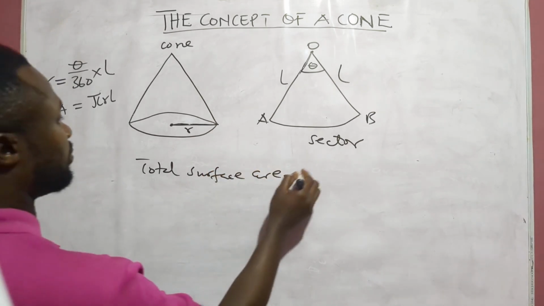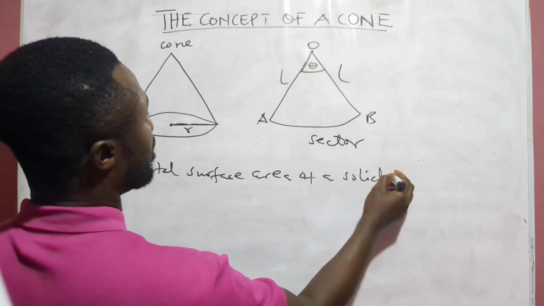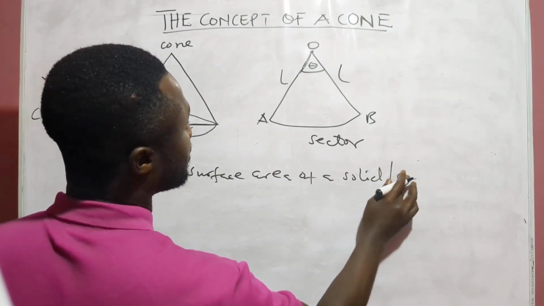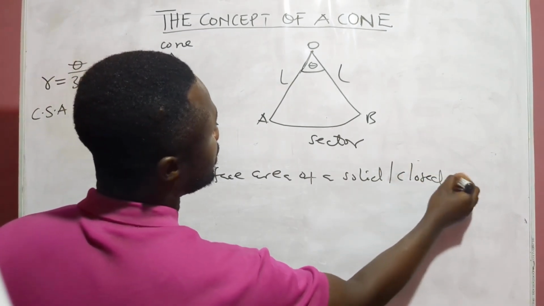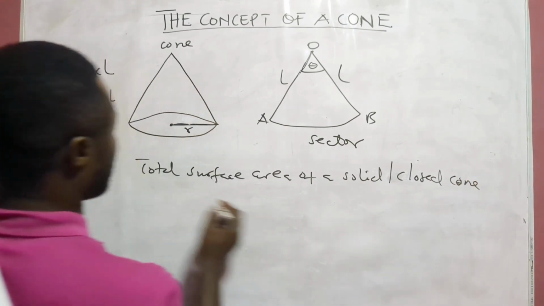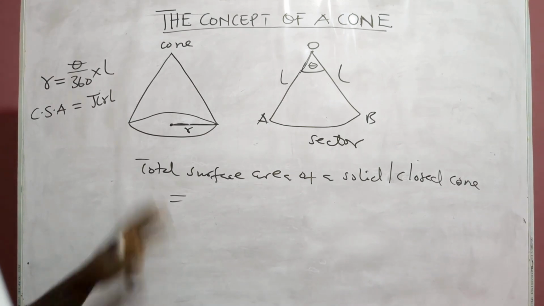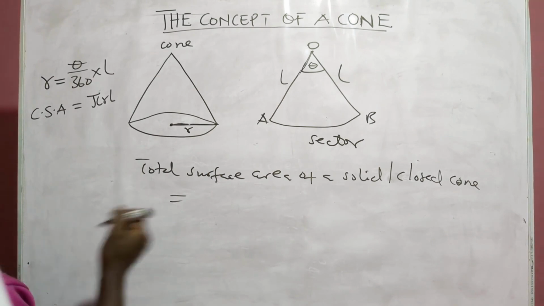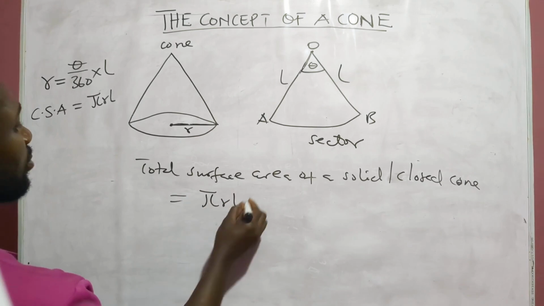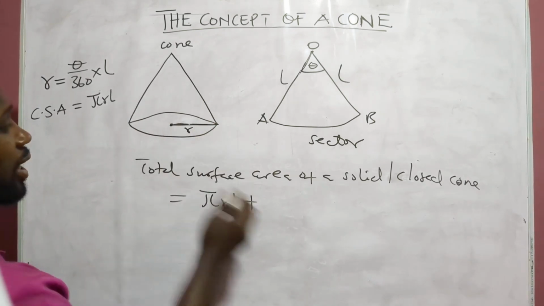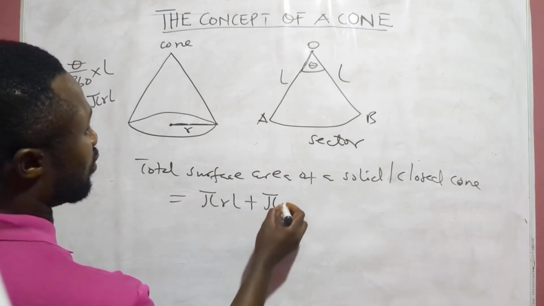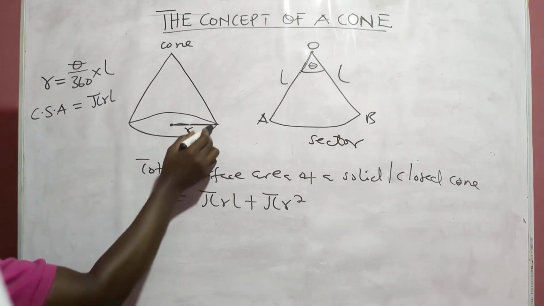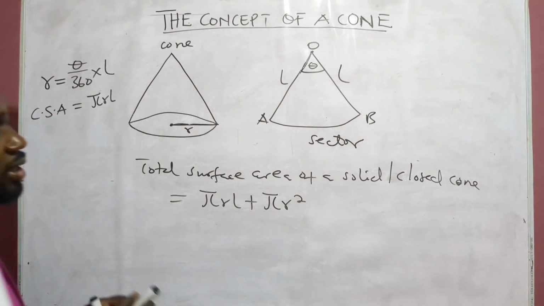So we can have our total surface area of a solid cone, or we say a closed cone. It means that the base is closed, and we are asked to calculate the total surface area. So that will be the curved surface area, which is pi RL, plus the area of the circular base. What is the area of a circle? Pi R square. So the area of the circular base here is pi R square.